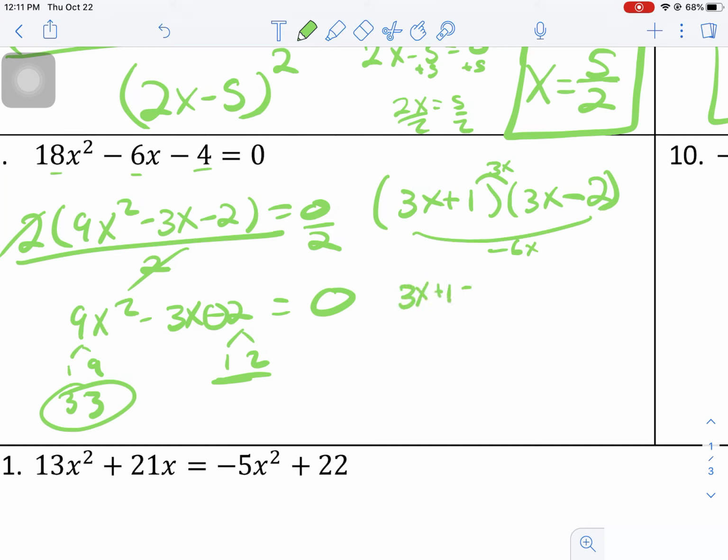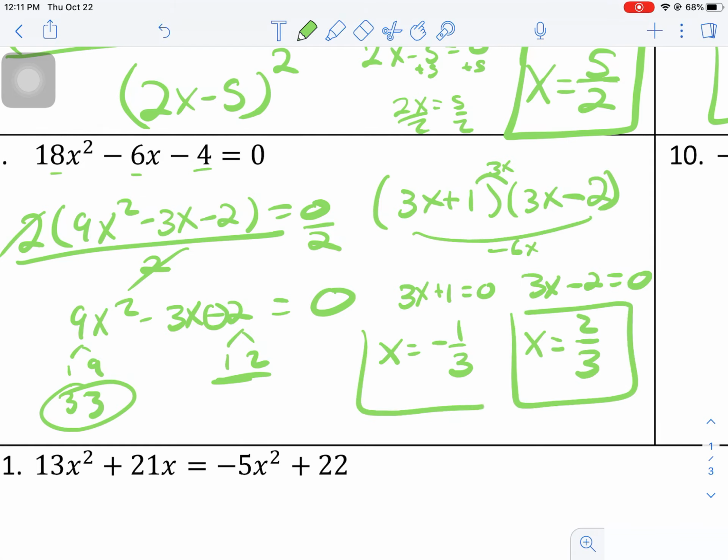So 3x plus 1 is equal to 0, and 3x minus 2 is equal to 0, so that gives us x is equal to -1/3, and x is equal to positive 2/3.